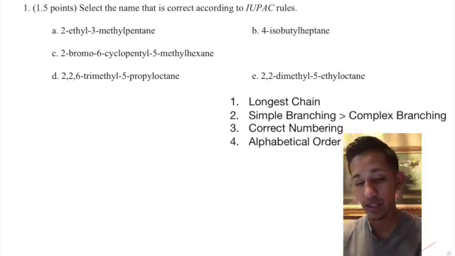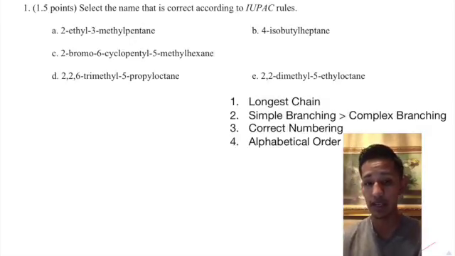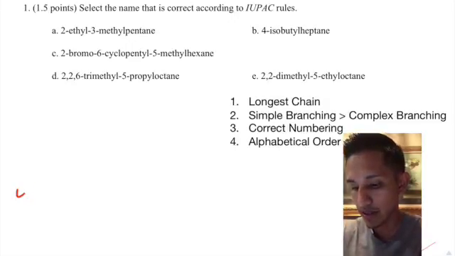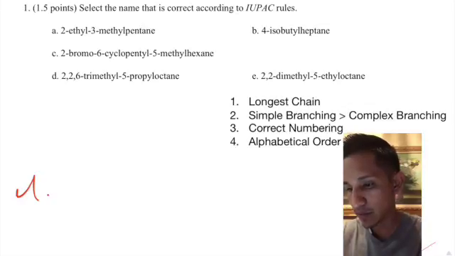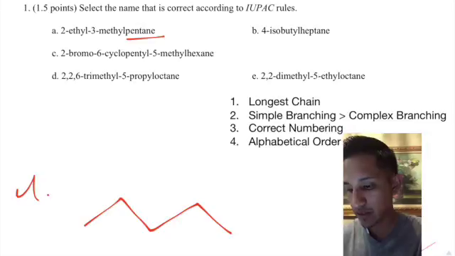So for question 1, usually I'd have structures like these already drawn out for you, but for these questions on the RQ and the exam, you're actually going to have to draw each one out and see whether it is or is not the correct structure. So A, 2-ethyl, 3-methylpentane. You want to do the pentane first, that's the base, and then 2-ethyl, 3-methyl.